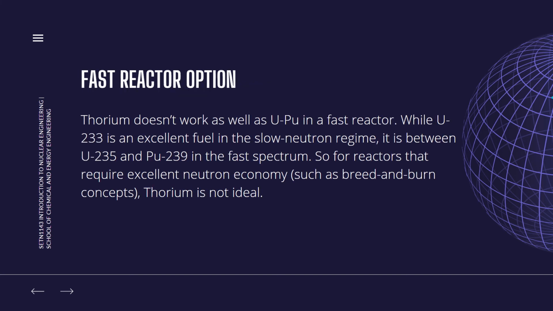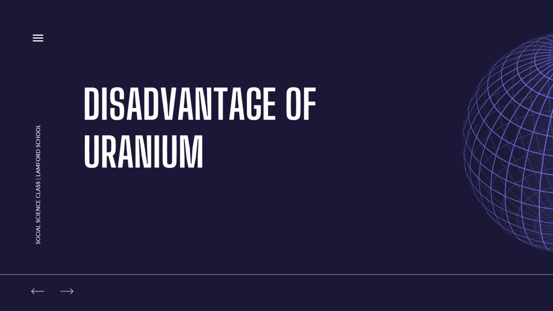Last but not least, uranium-powered reactors are available in the fast reactor option. This is because thorium doesn't work as well as uranium-plutonium in a fast reactor. While uranium-233 is an excellent fuel in the slow neutron regime, it is between uranium-235 and plutonium-239 in the fast spectrum. So for reactors that require excellent neutron economy, such as breed and burn concepts, thorium is not an ideal fuel. To expand even more on our discussion, we will explore the disadvantages that lie within uranium-fueled nuclear reactors.